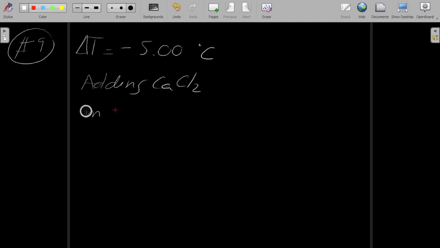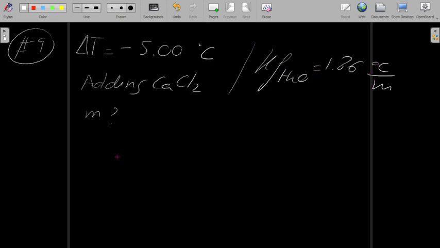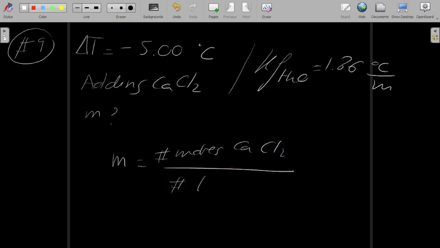So what is the molality? And you're doing it in water, so you know that the Kf for water equals 1.86 degrees Celsius per molality. Well, what's the molality? Molality means what? Number of moles of what? The calcium chloride divided by number of kilograms of water. Okay?